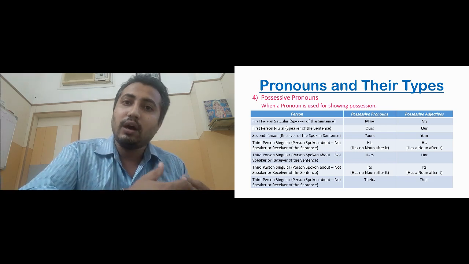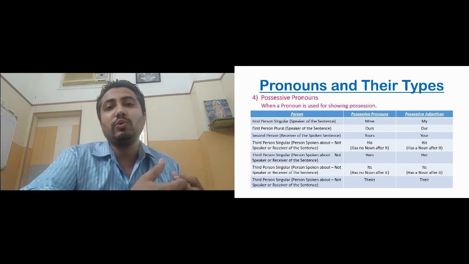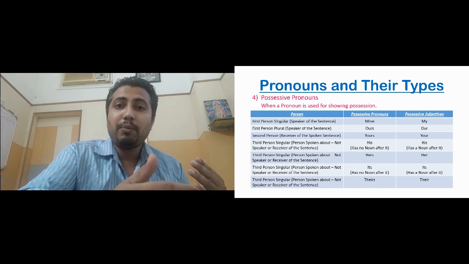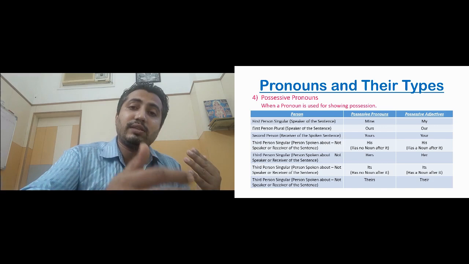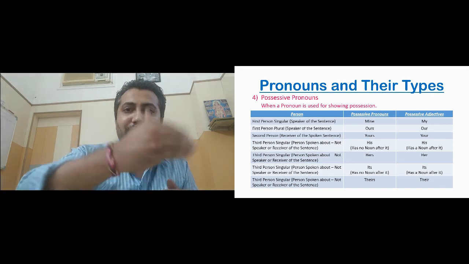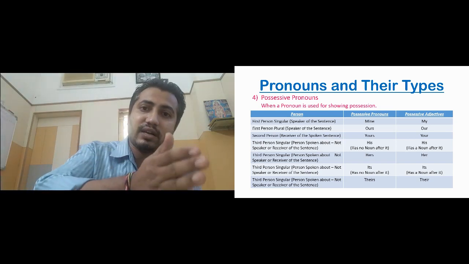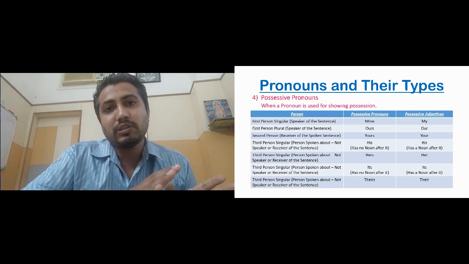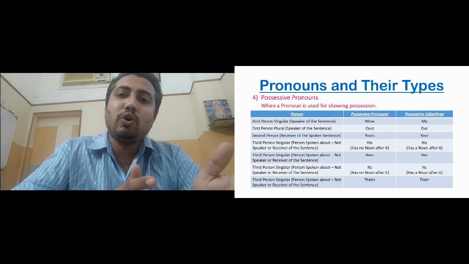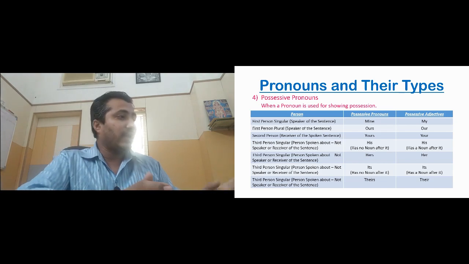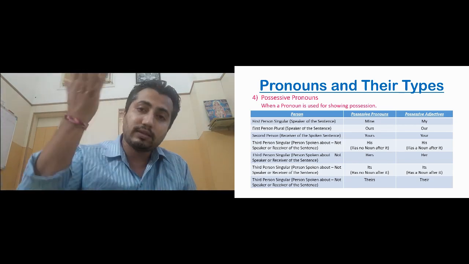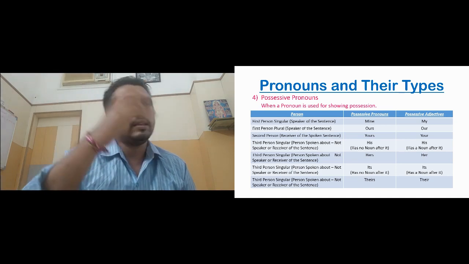Next one is third person singular feminine gender. Possessive pronoun is hers and possessive adjective is her. Third person singular neuter gender, possessive pronoun is its, and possessive adjective is also its. The same way we bifurcate his, if there is a noun right after its, it is a possessive adjective, and if there is no noun right after its, then it is a possessive pronoun. And next one, third person plural. Possessive pronoun is theirs, and possessive adjective is their.